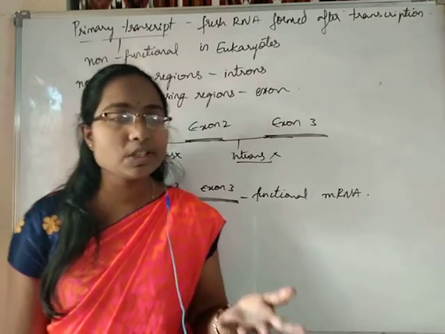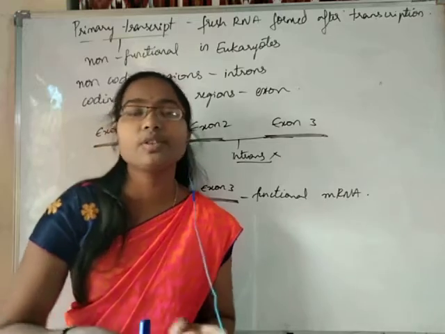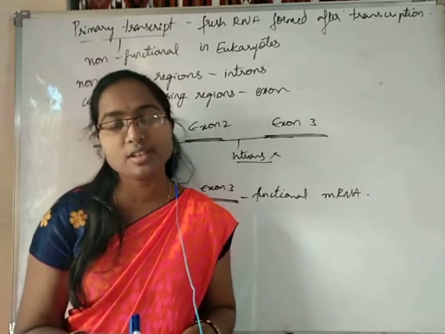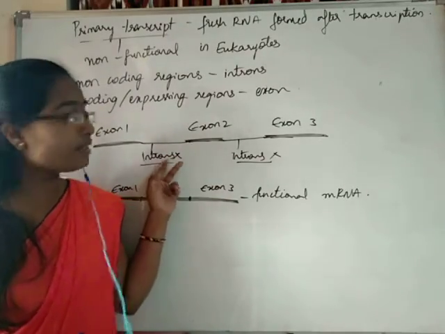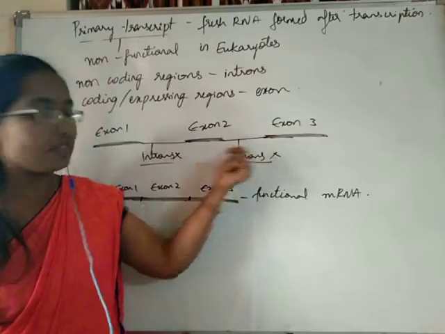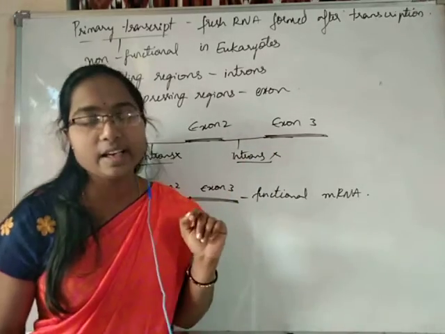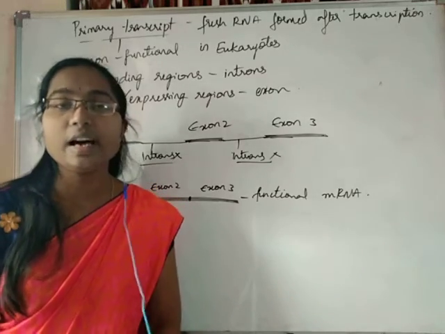So those regions which are not expressed in the functional RNA will disturb the expression of the other genes. For that reason, these introns, which are non-expressing regions, are removed, and the exons, the expressing regions, are ligated with each other, forming a functional mRNA. In this way functional RNAs are formed.